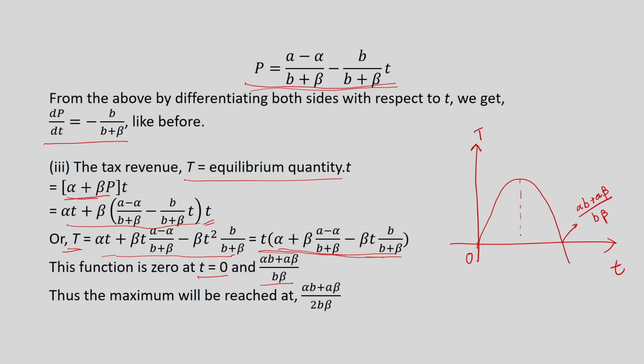So, therefore, the maximum is obtained at half of this, which is (alpha B plus A beta) divided by 2B beta. That is why I have written that the maximum will be reached at this middle point, and the middle point's coordinate is (alpha B plus A beta) divided by 2B beta. So, we have solved the problem for the government. If the government imposes this small t as the rate of tax, then its total tax revenue will be maximized. Okay, so that concludes the lecture.